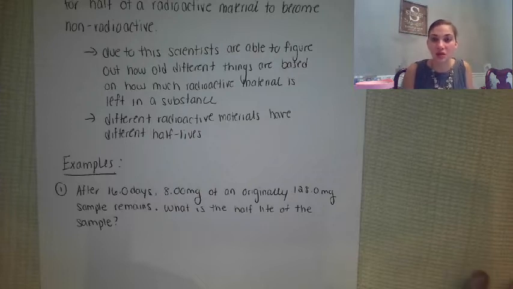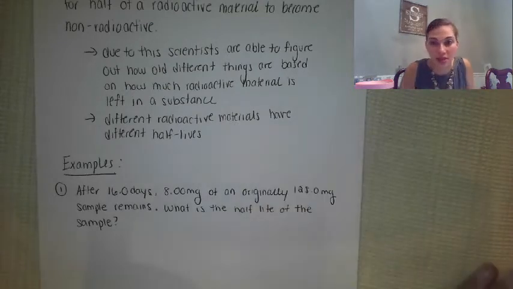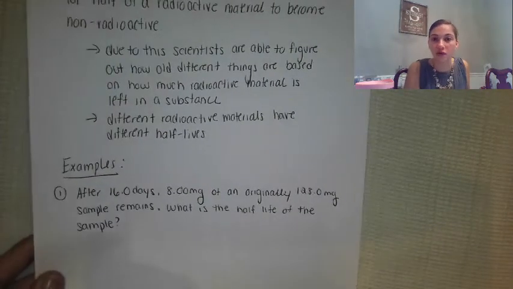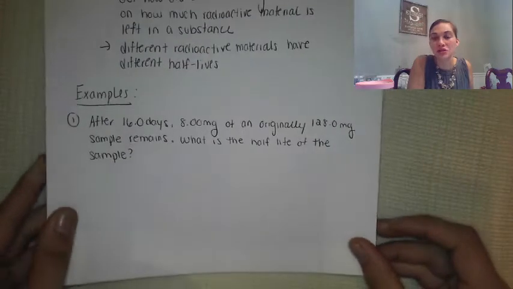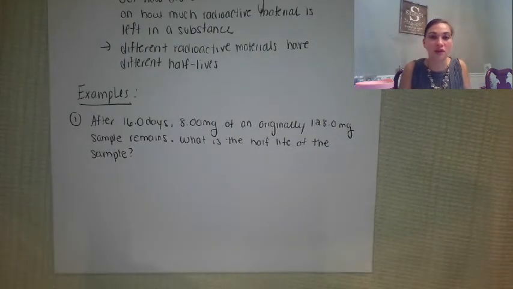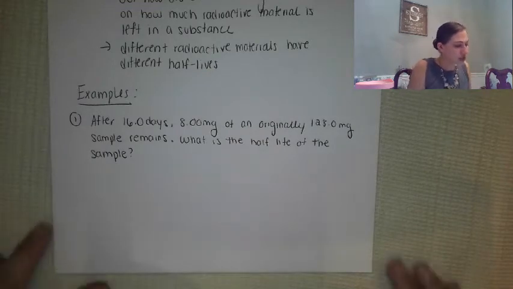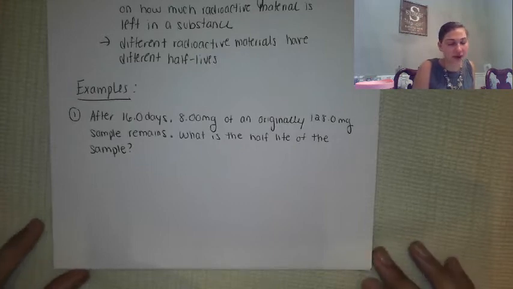So if a scientist knows the half-life of a specific substance and they know that there's 50% of the radioactive material left in that substance, they know that that thing is only as old as that radioactive material's half-life. And so what we are going to do today is look at a few different problems and use the knowledge of half-life in order to figure out different aspects of the problem. So let's go ahead and look at this first problem to figure out how we're going to do this.